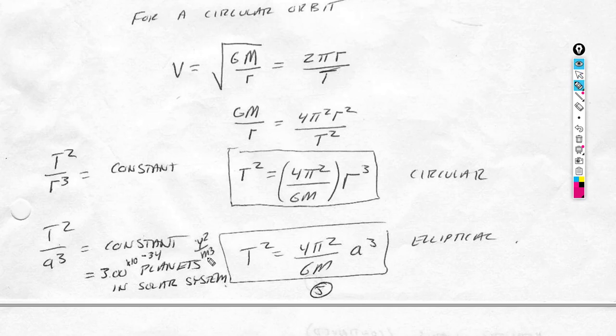Just something to consider. All the planets in our solar system are 3 times 10 to the minus 24, which I'll show you in a second on a graph. This same thing can be applied for an elliptical orbit. So the semi-major axis is a in this case, so it's just t squared equals 4 pi squared over GM a cubed for an elliptical orbit, which is not a circular orbit. But for a circle, it's the same. So just something to consider.